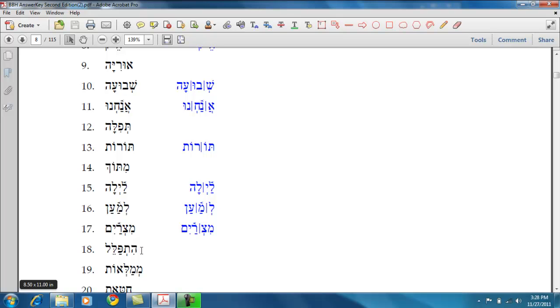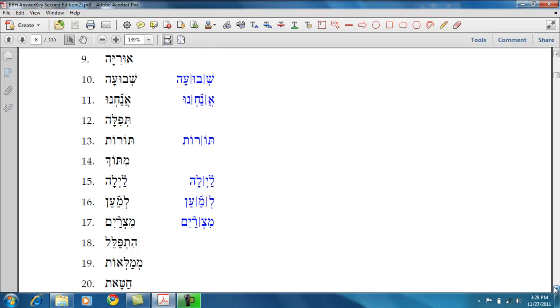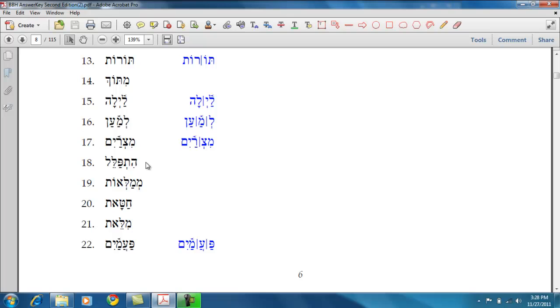Number 18 we have is hitpalel. Hitpalel, you would break this off and you would have a hey, a hirik, a tav, and then the shava. You would break this syllable right here. You would start the new syllable with a pei, a patak, and a lamed. Now since you have a closed syllable right here, this dagesh is in a begadkefat letter. It's in a letter pei. It's one of the begadkefat letters.